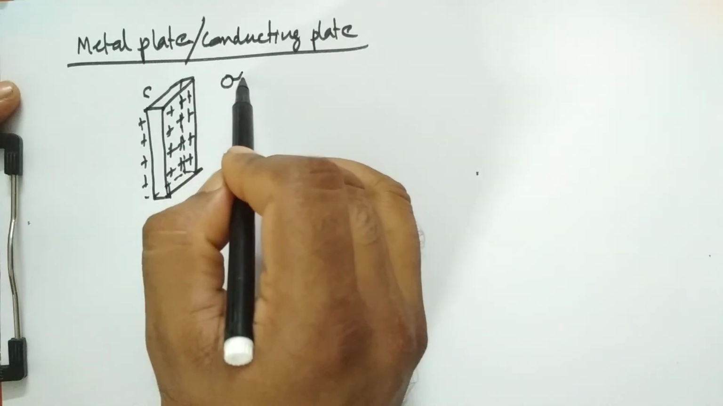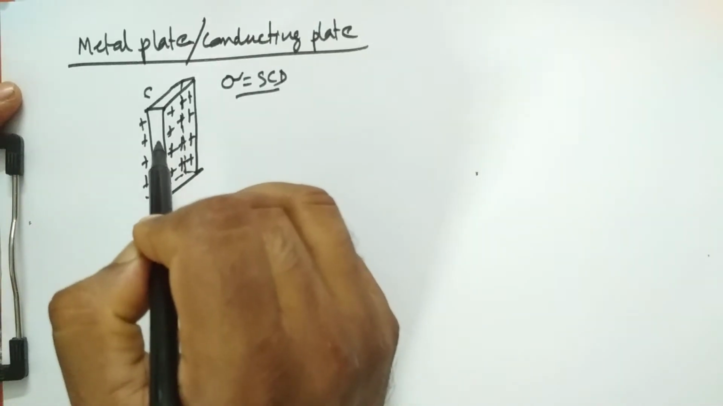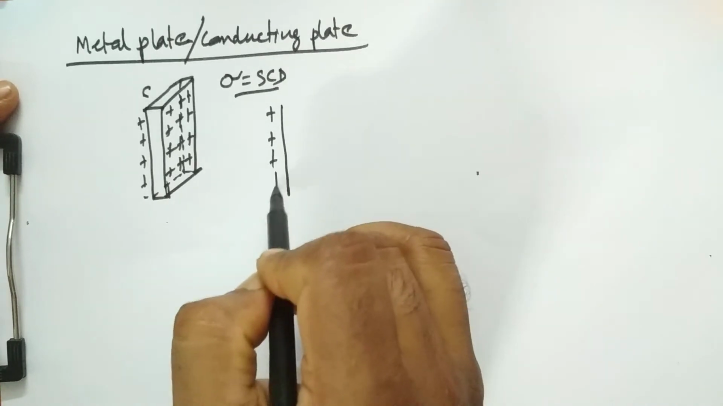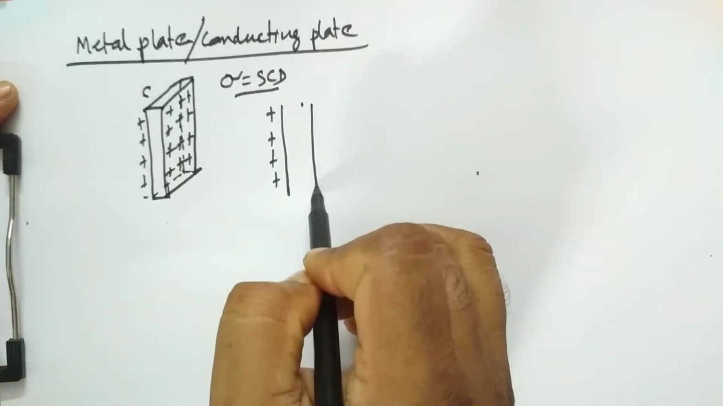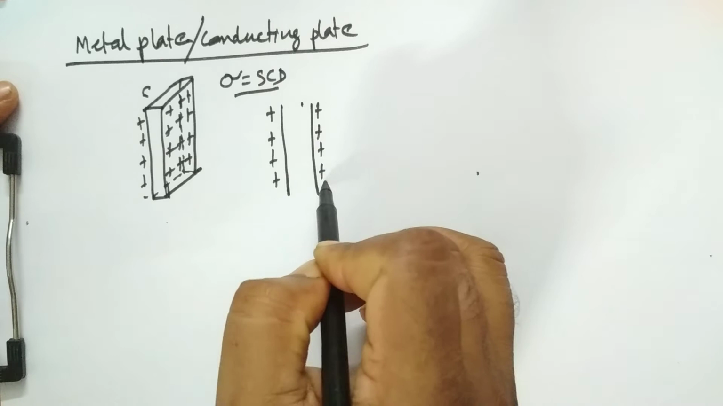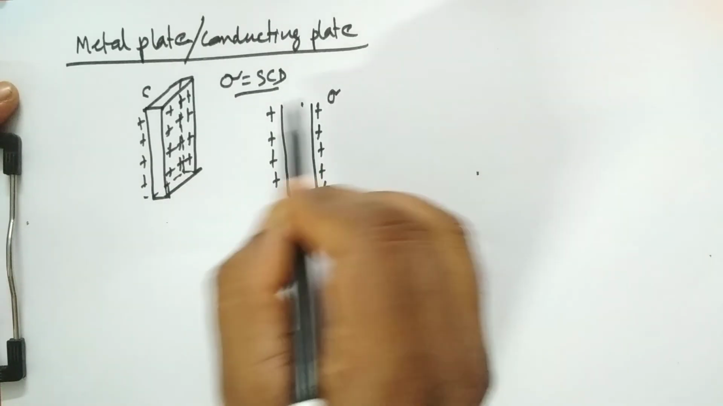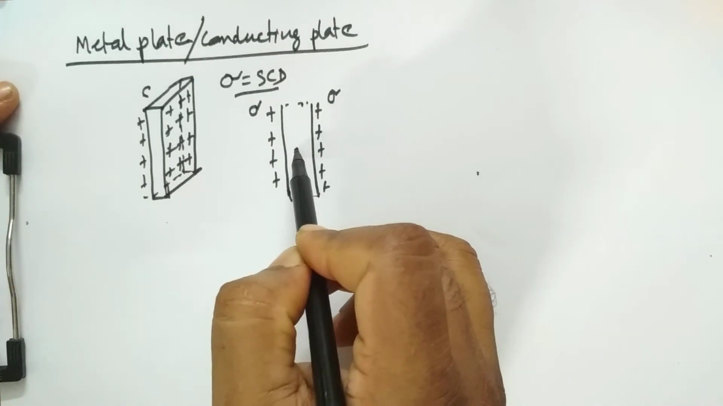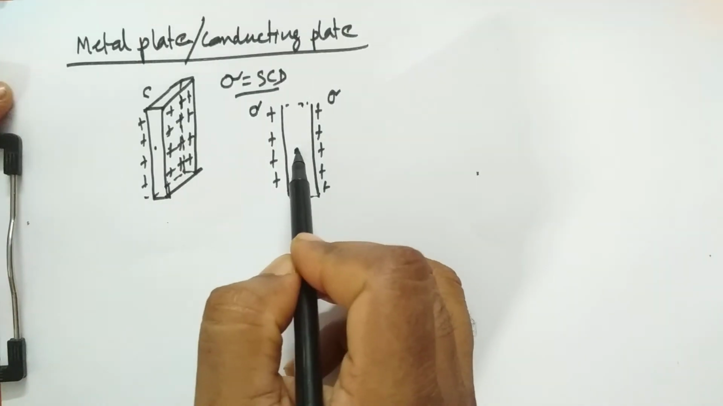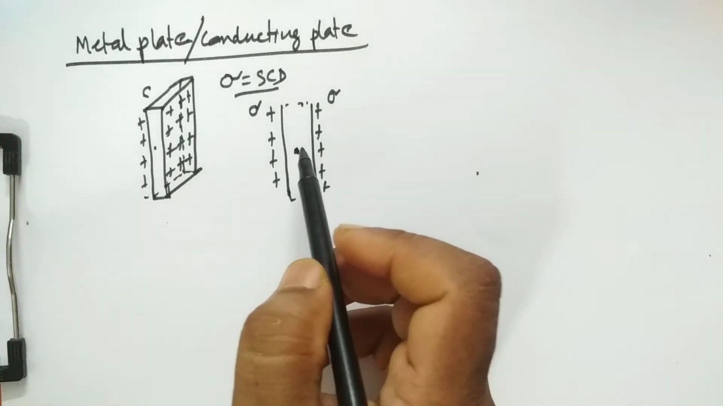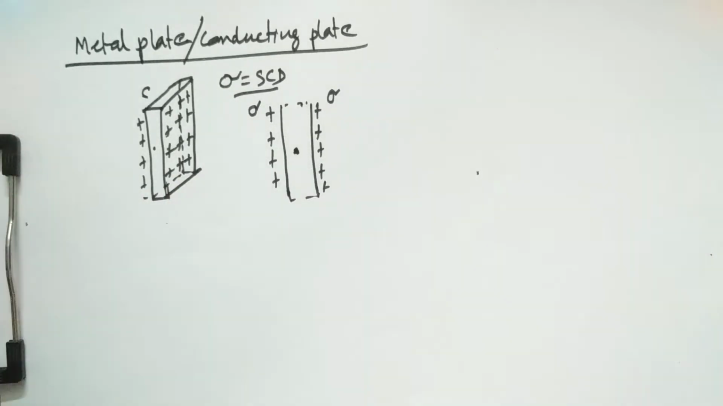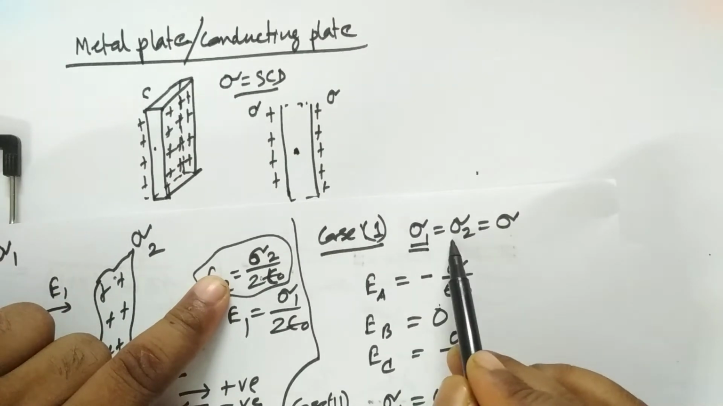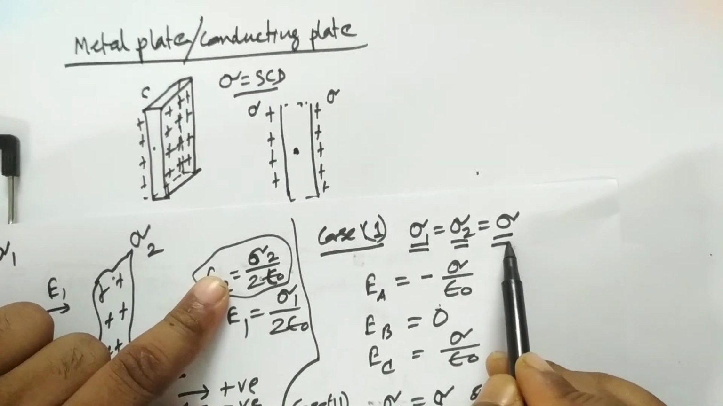So let me call again sigma to be the surface charge density. This situation is going to be like this, as if there is one surface with positive charge and there is another surface with positive charge. Both are sigma and this is also sigma. This is inside the metal, inside the conducting plate. So in this particular case, sigma 1 is equal to sigma 2 is equal to sigma.